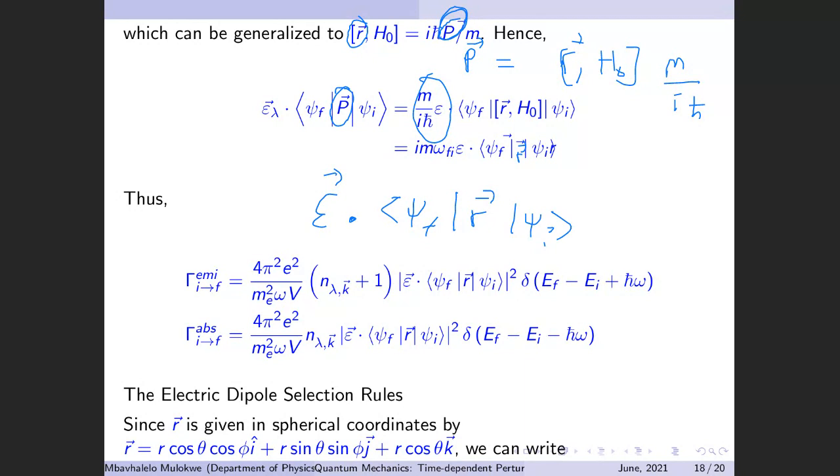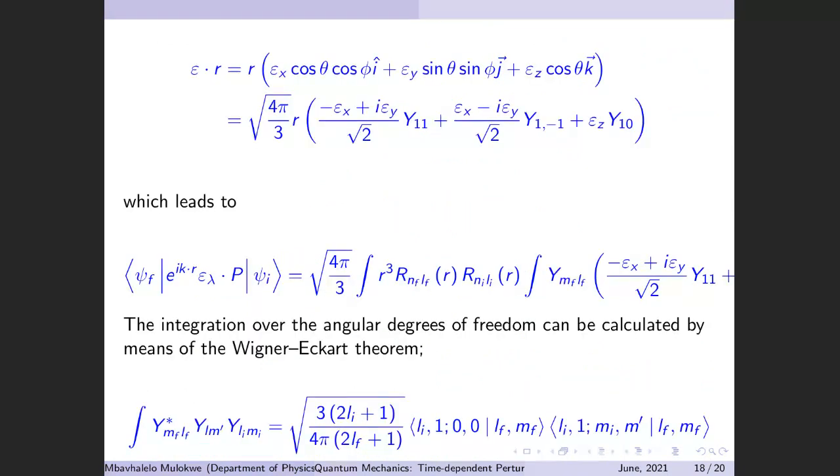But this R, try and write R in spherical coordinates. So let's say that you get r cos theta, cos phi, and so on. Remember that you are having to take overlaps, right? So it's better to rewrite this cosine in terms of spherical harmonics. So write them in terms of Y11, Y10.